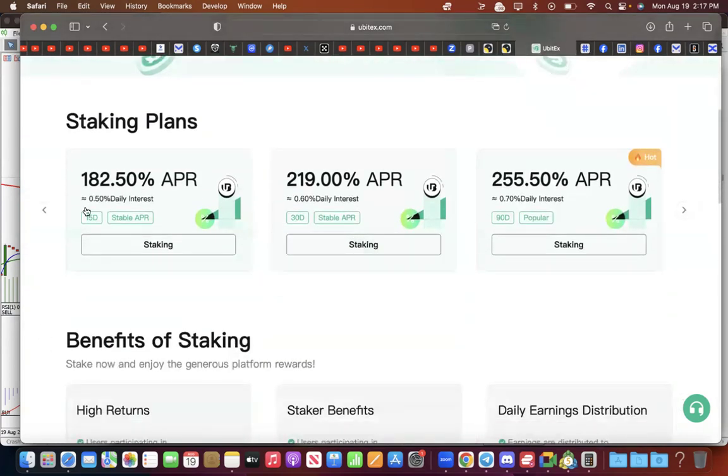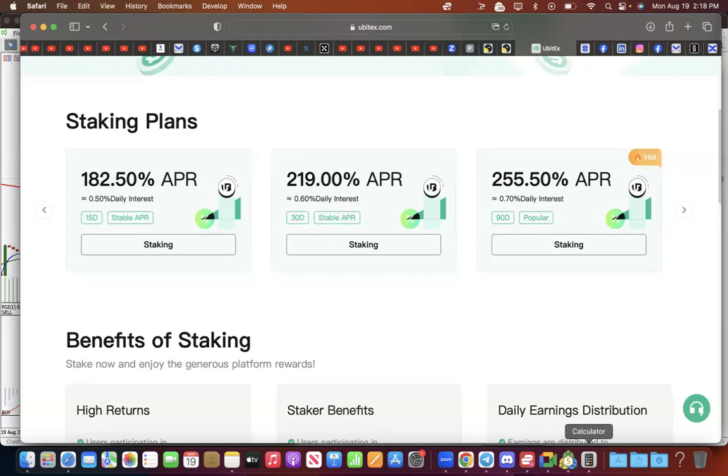Now, quickly look at it. We have different plans. You can stake for 15 days, and you are making an average of 0.5% daily. If you stake for 30 days, you are making an average of 0.6% daily, right? If you stake 255, that's 90 days. I think this account is 90 days. You are making about 0.70% daily. So how did they arrive at this?